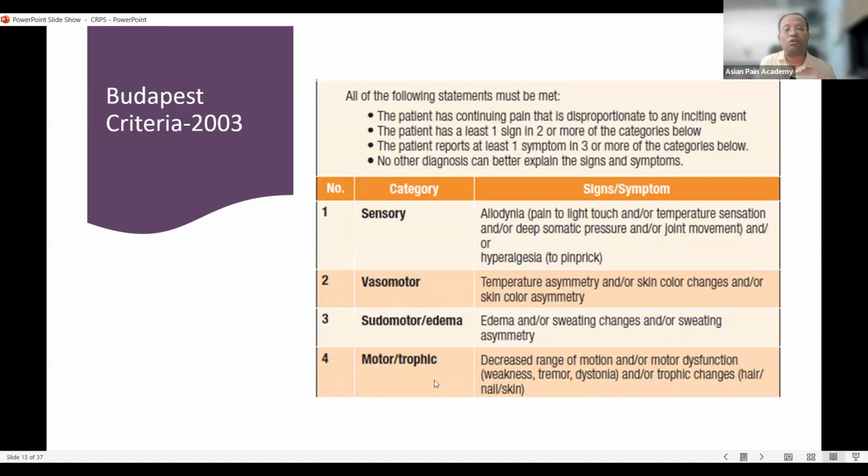Then comes motor or trophic. These changes were not there in every patient. This will come as per the stage. So decreased range of motion and/or motor dysfunction will gradually lead to the trophic changes. Even the hair, nail and skin have changes. As I showed you in the picture, the nail was bigger.